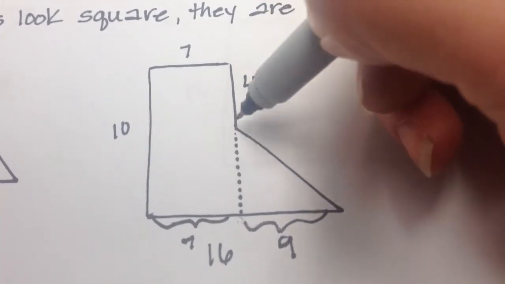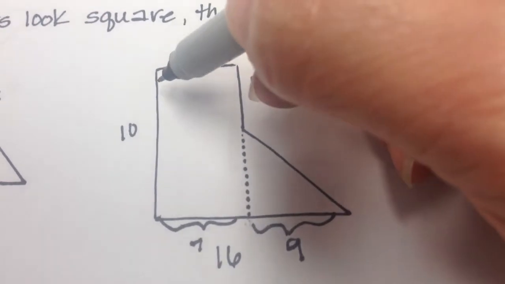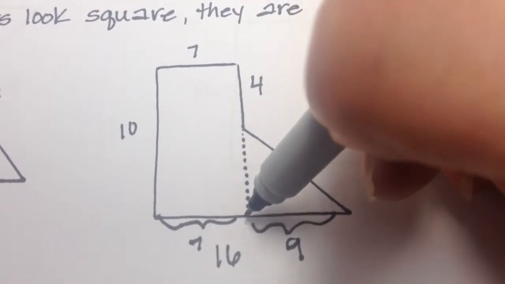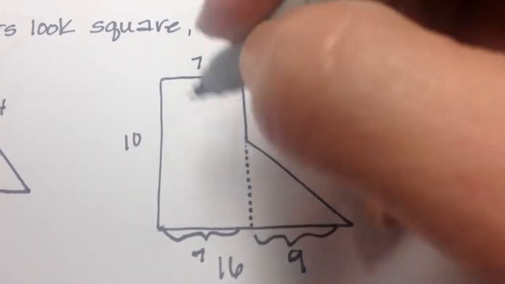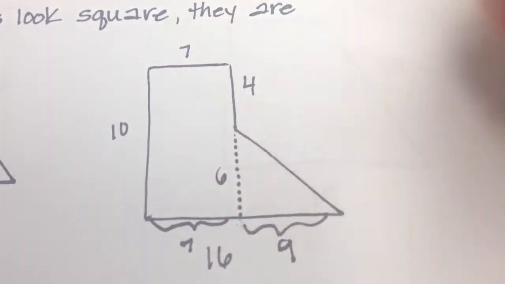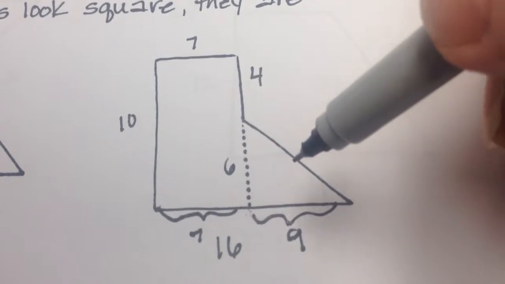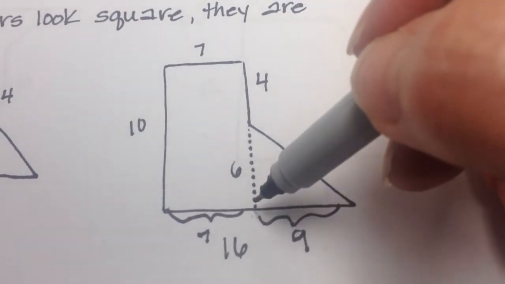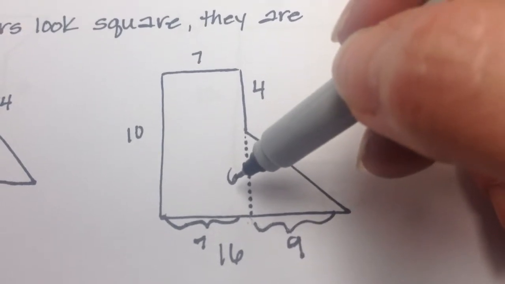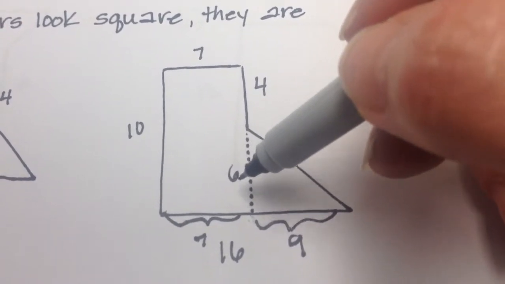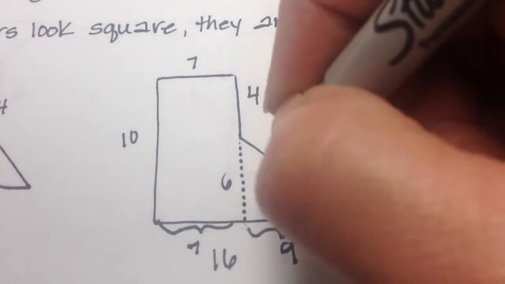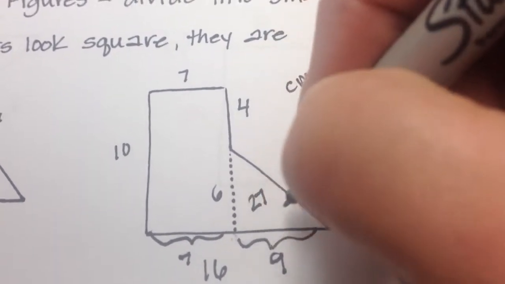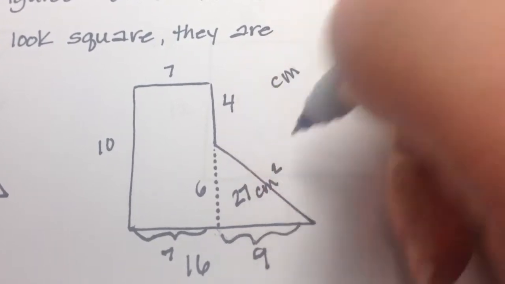How do I figure out how tall this is? Well, this part is 4. It has to equal 10. So 4 plus what is 10? 6. Very good. So now I'm going to figure out my triangle by half base times height. I'm going to use this as the base because that's easily split into 2. It's 3. So 3 times 9 would be 27. And let's say all of these are centimeters. So I got 27 centimeters squared.